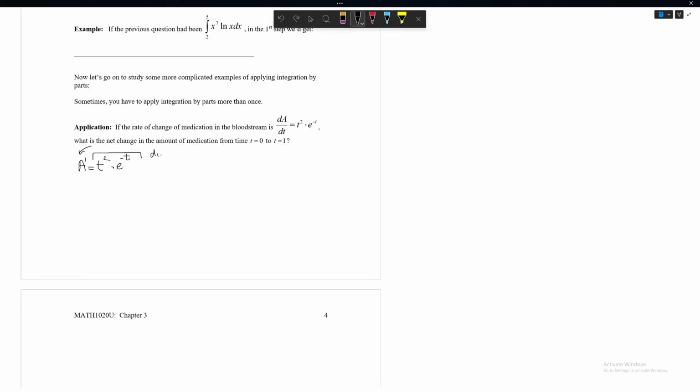I can't spell derivative. It's a derivative, right? That's because you have your dA over dt. Now, how can I integrate this? Because they want the net change.